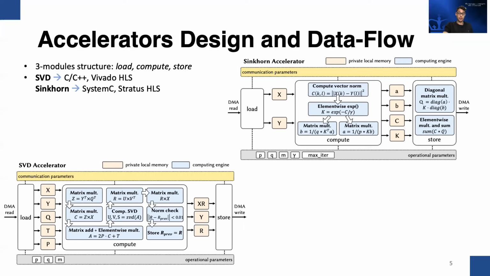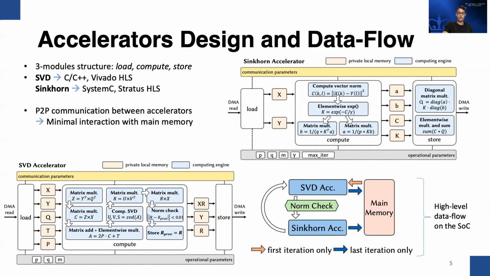The SVD accelerator was implemented in Vivado HLS and synchron in Stratus HLS. Both accelerators compute with a 32-bit fixed-point data type. They take advantage of various HLS knobs, leverage pipelining, loop unrolling, Taylor series approximations, and double buffers in order to overlap communication and computation. As shown in the figure in the bottom right on the SoC, the data transfer between accelerators goes directly through point-to-point communication, while the only interaction with main memory is in the first and last iterations of HIWA.